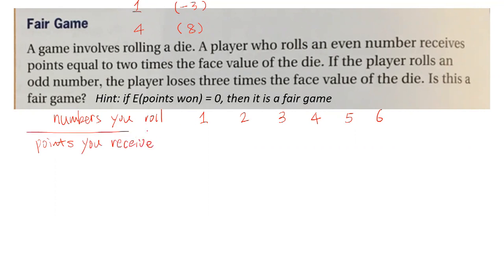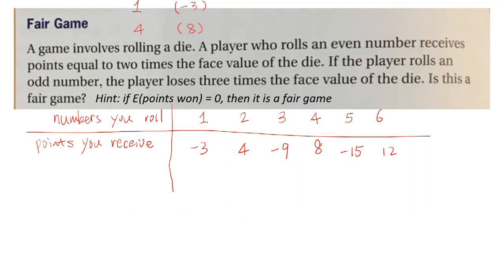are -3, 4, -9, 8, -15, 12, right? Because according to this rule, these are the points you receive corresponding to different numbers you roll.